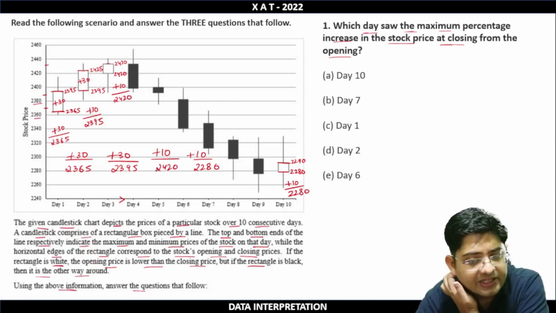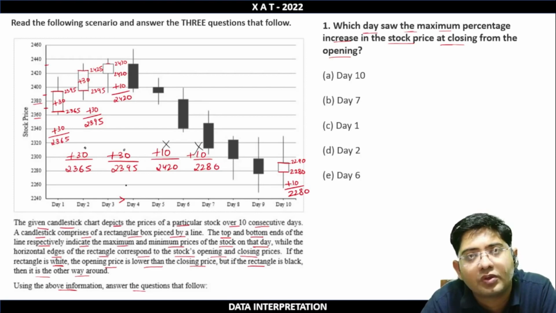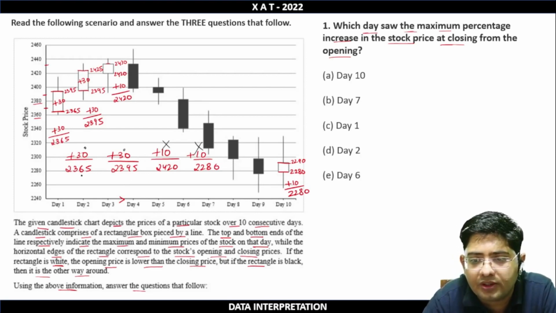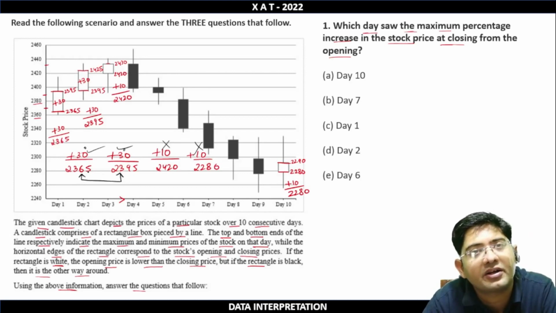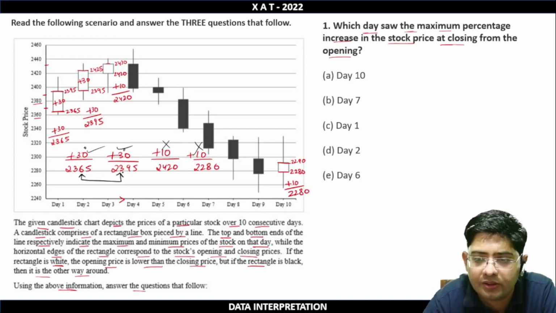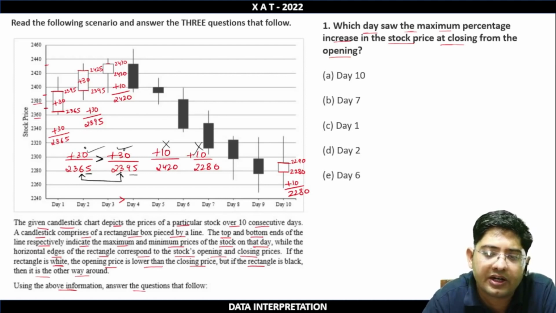Now here we can easily see that the 30 increase is the maximum increase, so we can easily avoid these two values. Okay, so in these two values, which will be the maximum increase? If we look, the numerator is the same, so that means whichever has the lower denominator will have the greater value. So we can see that denominator 2365 is lesser than 2395. So this is greater than 30 by 2395.